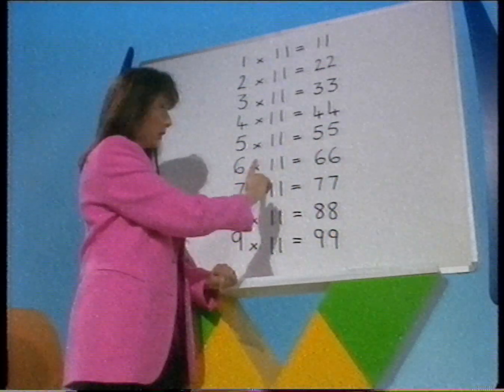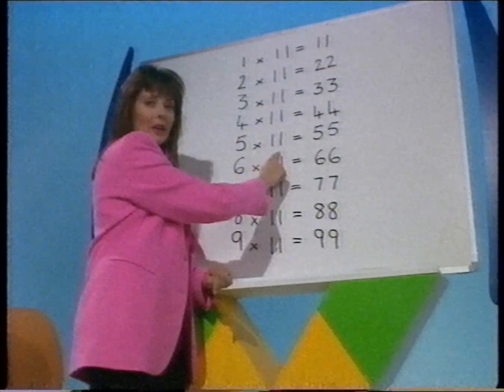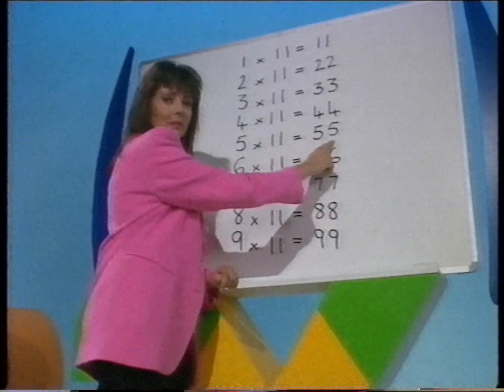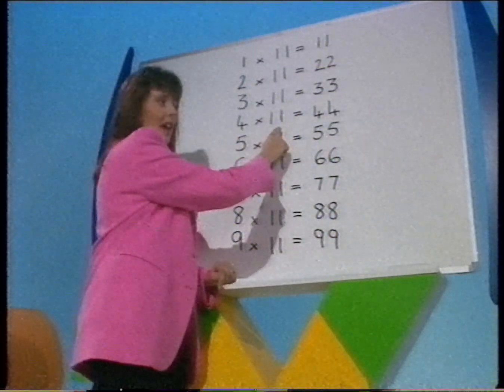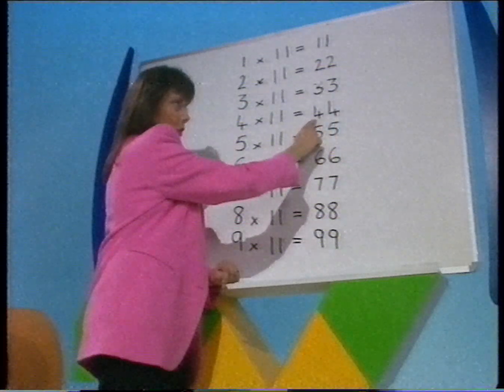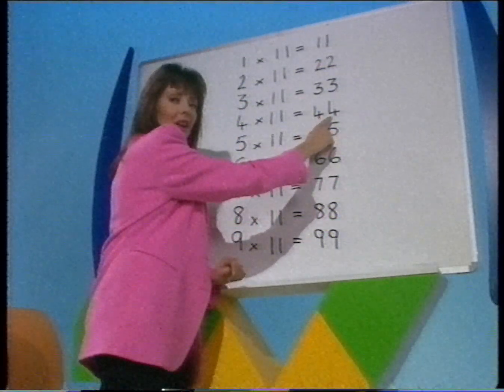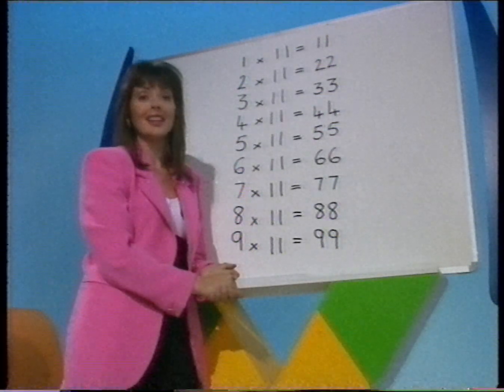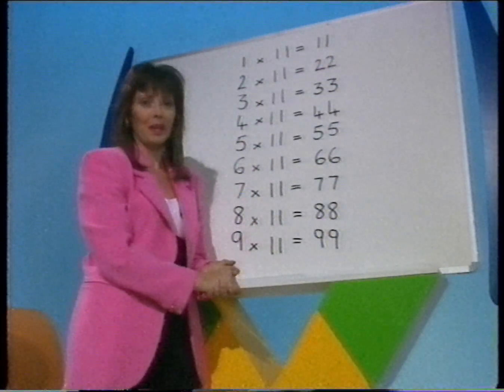So, likewise, 5 times 11 is 55. The 5 is in the tens and the units column. 4 times 11 is 44. 4 is in the tens and in the units column. The only bits you really have to think about are 10 times 11, 11 times 11, and 12 times 11.